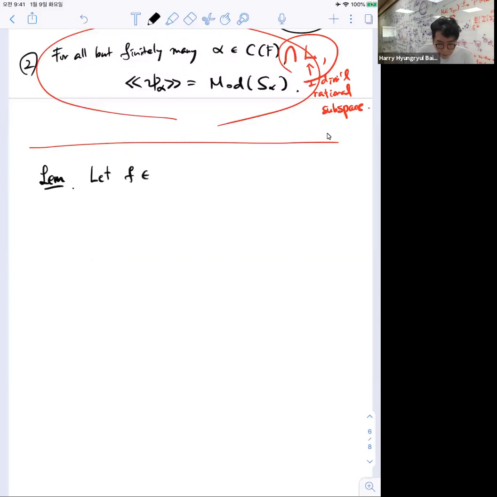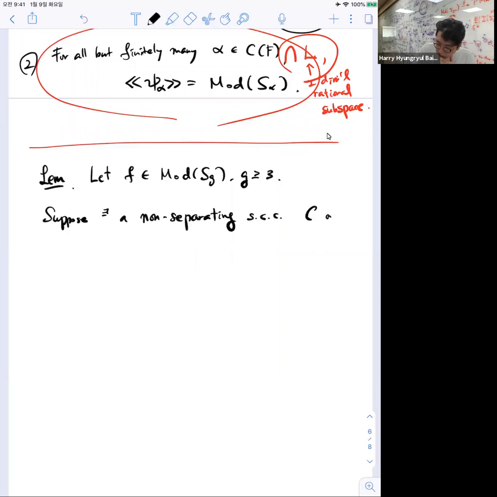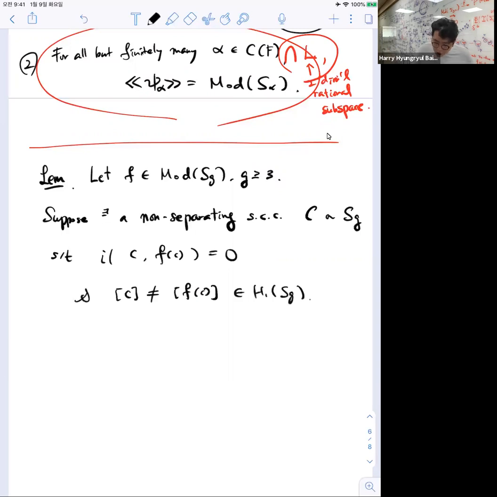So let F be an element in the mapping class group, genus at least 3. And suppose there is a non-separating simple closed curve C on the surface such that the intersection number between C and F of C is 0, and the homology classes of C and F of C are different. They are not homologous in the surface. Then F is a normal generator of the mapping class group.